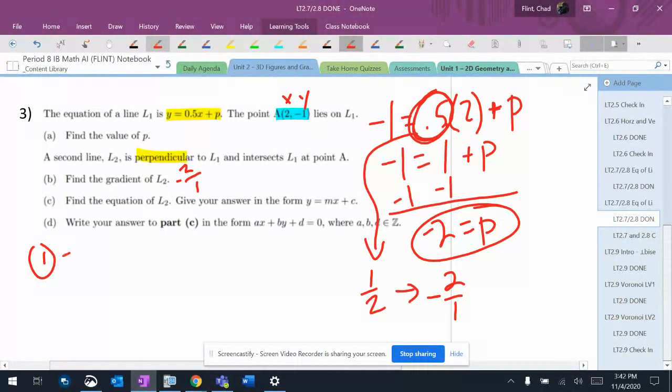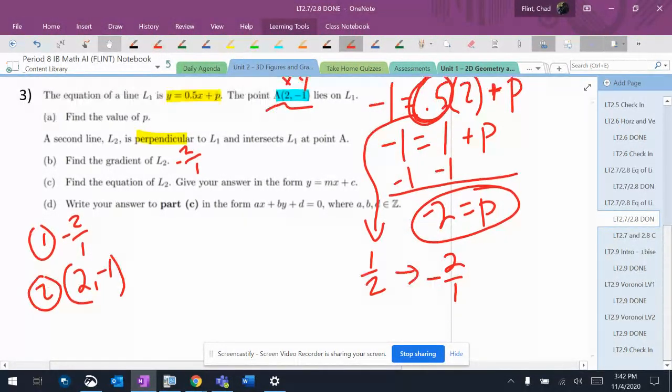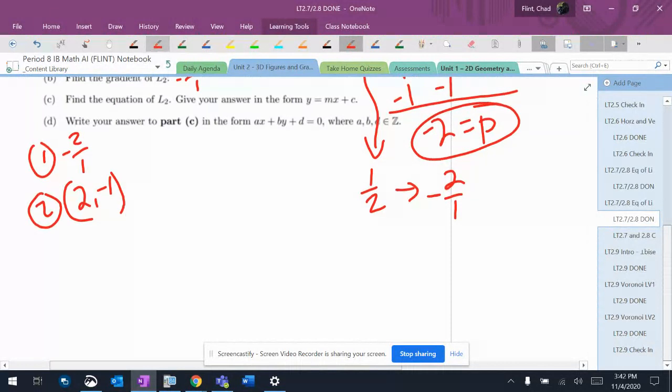Well, the gradient is -2/1, and 2, -1 is a point on the line. It says that it goes through A, so 2, -1 is a point on the line. So now I need to plug those things into the point gradient formula. So y minus y1 is that, equals, I'm just going to go -2, I don't need the -2/1, times x minus x1, which is that.